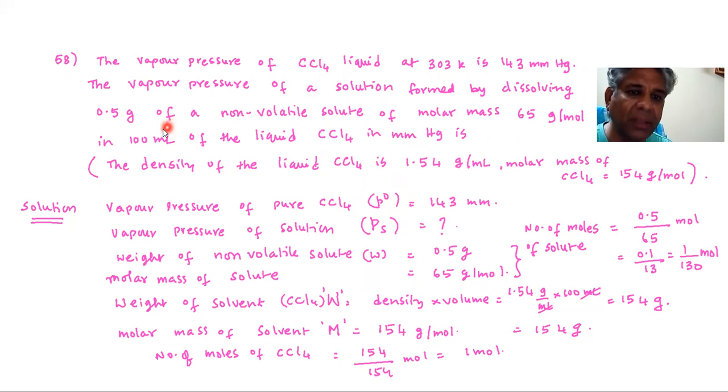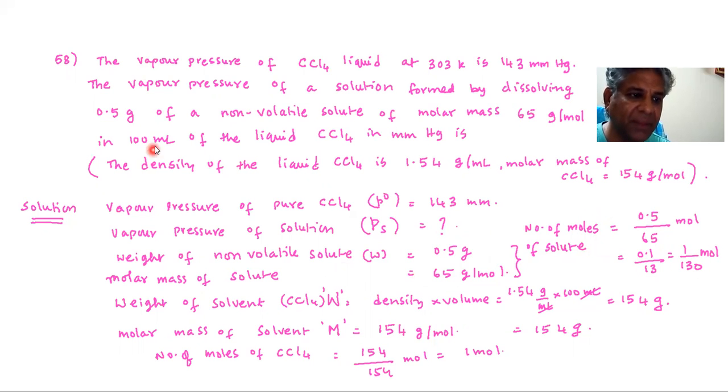So how many grams of non-volatile solute is added? 0.5 grams. That is, the weight of the non-volatile solute is equal to 0.5 grams. What is the molar mass of the non-volatile solute? 65 grams per mole. You just calculate the number of moles of solute here. So 0.5 by 65 turns out to be 1 by 130 mole. So you have already calculated the number of moles of solute.